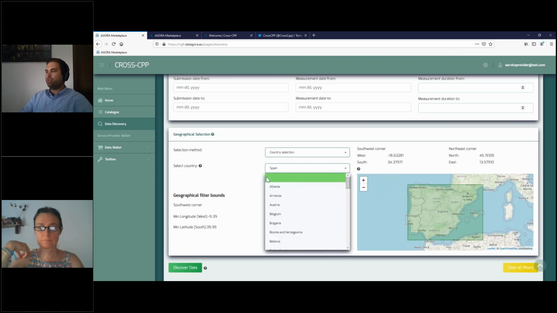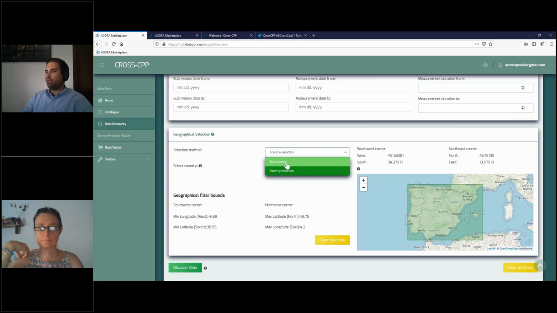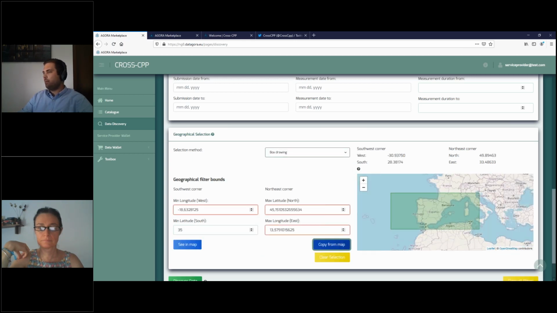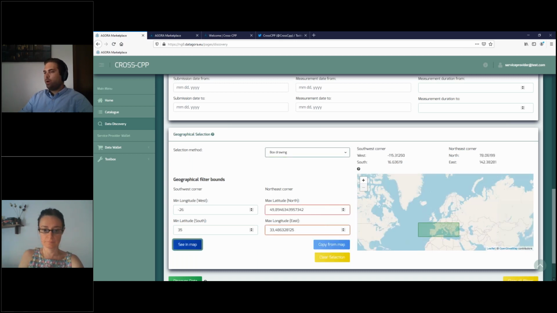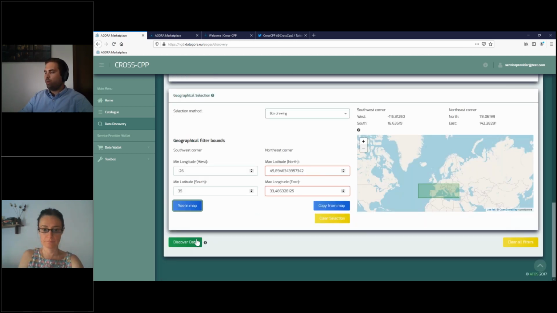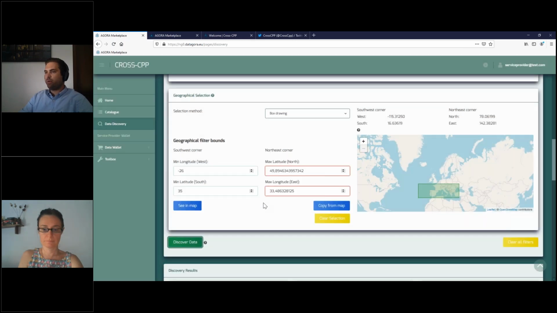Okay, but for this purpose, we are not going to select anything, and we are going to copy from the map, in selection, copy from map. Okay, so then I'm going to do the discovery of this information. How much information can I see here? So I can see the statistics.